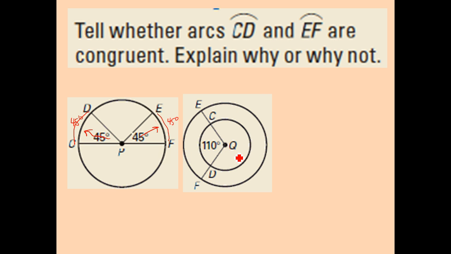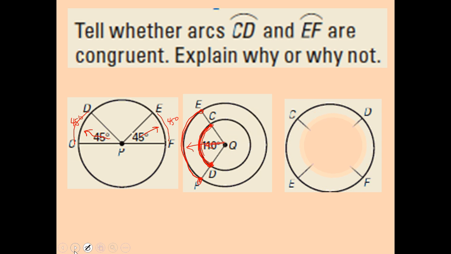However, in this picture, we have a circle in a circle, concentric circles. The measurement from C to D is 110 degrees, and the measurement from E to F is 110 degrees in the bigger circle because they're both across from the central angle of 110. But because the little circle inside here is smaller, the measurement from here to here, this length, would be obviously smaller than this length. So they are not, in fact, congruent. So make sure that they're in the same circle and make sure that they have the same radius.